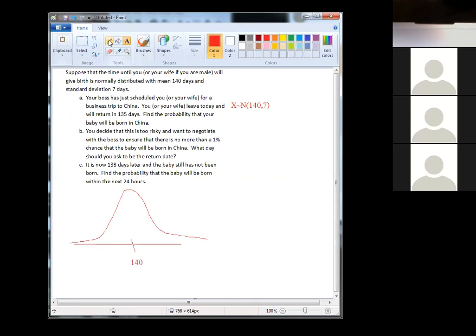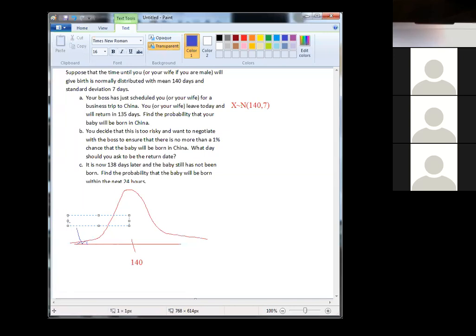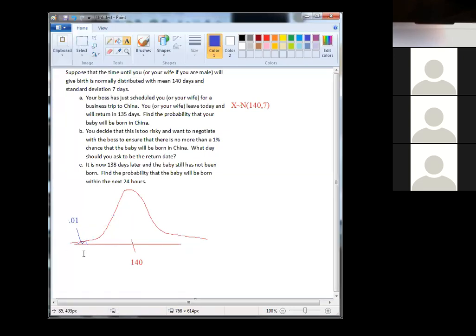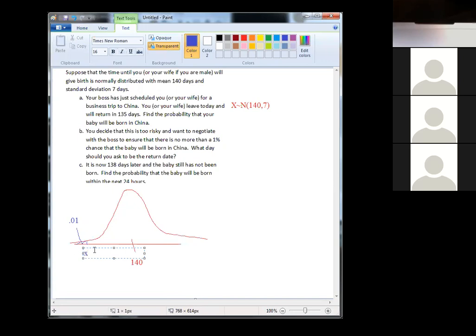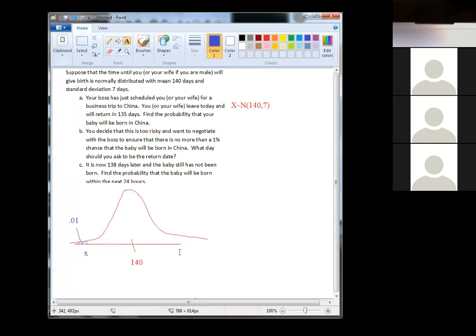And now what we know is we want to make sure that there's only a 1% chance that the baby's going to be born in China. So you're going to come back early, like there. So that area is 0.01. And we need to find x. So when you're given an area and we want to find x, what do we use in the calculator? You remember? INV norm.